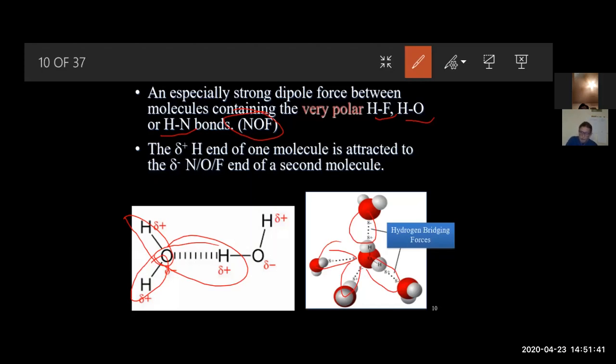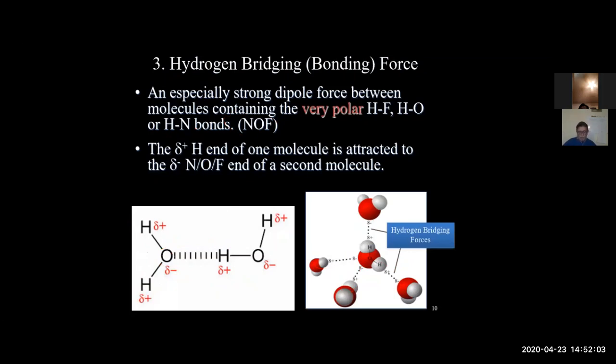Other things like ethanol, alcohol, it also has hydrogen bridging, but they're weaker because of the nature of the compound. And it boils at 78 degrees. So that hydrogen bridging does have a lot of effect on the physical properties of a lot of molecules.